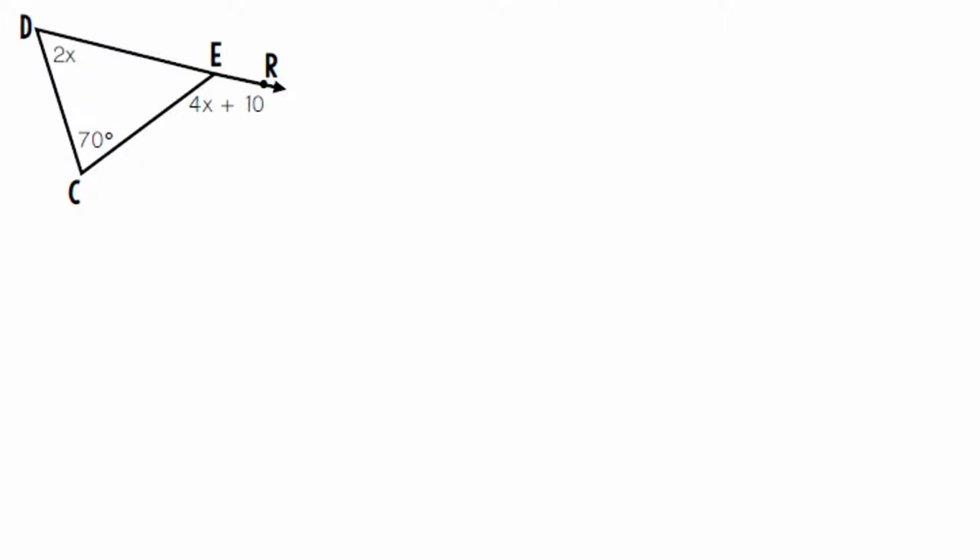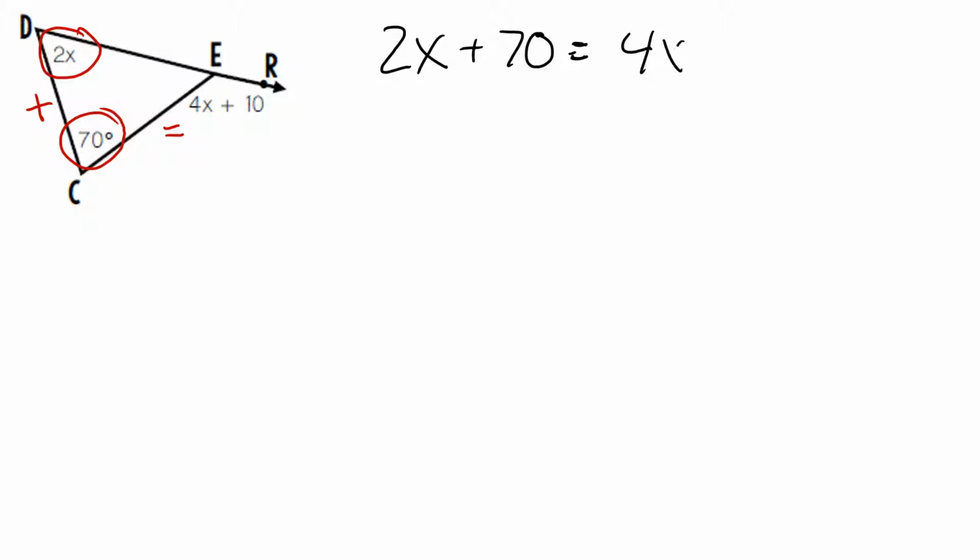For this problem, we have our triangle, and we are going to add the two inside angles, and it is going to equal the outside angle. So the 2x plus 70, and it does not matter what order they go in, as long as the outside angle is after the equal sign. So equals 4x plus 10.